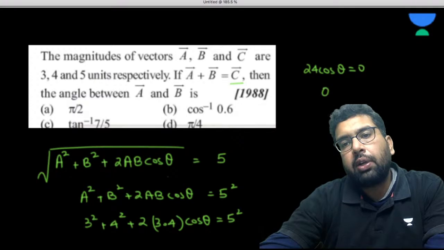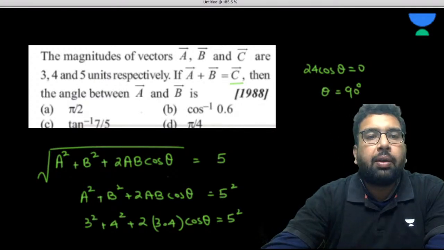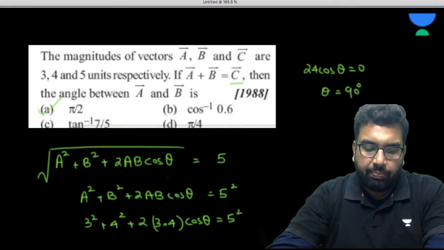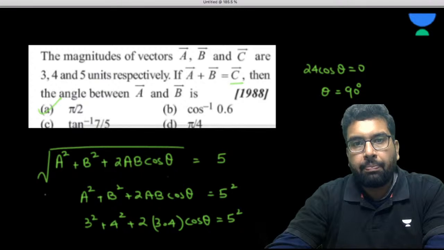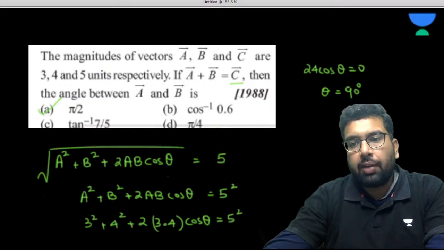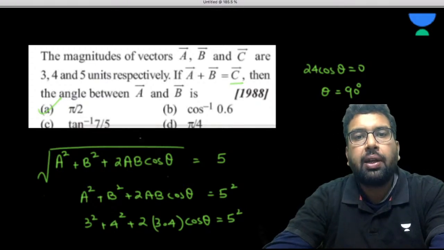So theta is equal to 90 degrees. Isn't it? Please answer me. Now you have used the graphical method. Okay, let's do that.